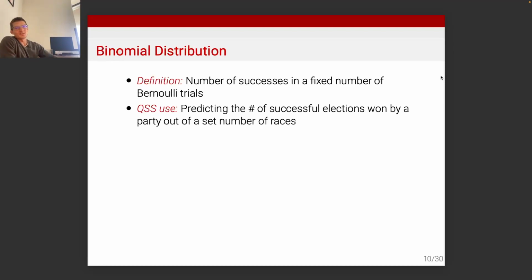And this is one example. Maybe I should pause and ask, can you think, in your own research, of an application that comes to mind in your own project or your own interests? Can you think of a case where the binomial distribution might be relevant?